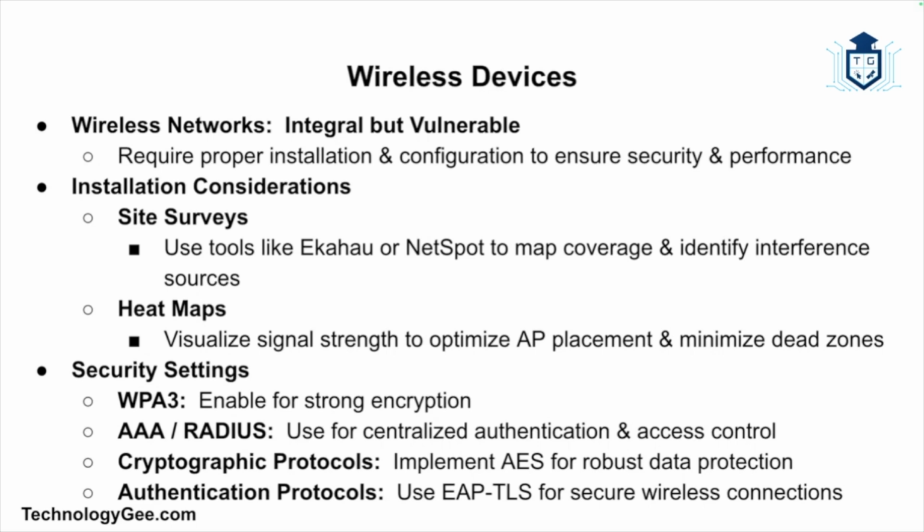Then we have security settings. You want to enable Wi-Fi Protected Access 3 for strong encryption. You want to use AAA RADIUS for centralized authentication and access control. You want to implement cryptographic protocols like AES for robust data protection. And you want to use authentication protocols like EAP-TLS for secure connections.